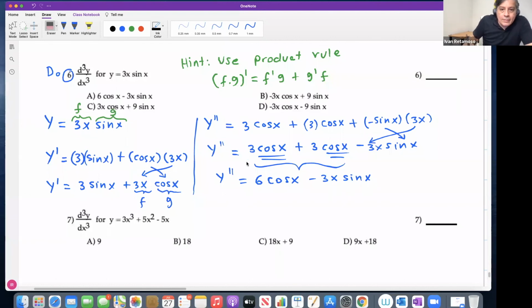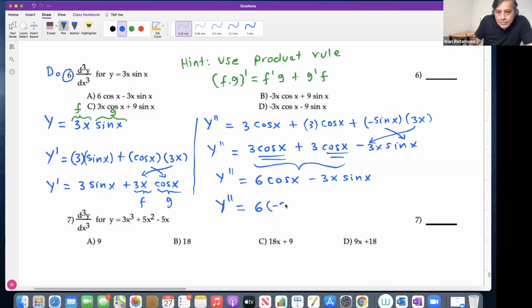Yes, so the third derivative will be what? The third derivative will be the derivative of the second derivative, the derivative of this guy. The derivative of this part is easy because it's 6, constant out, times the derivative of cosine.